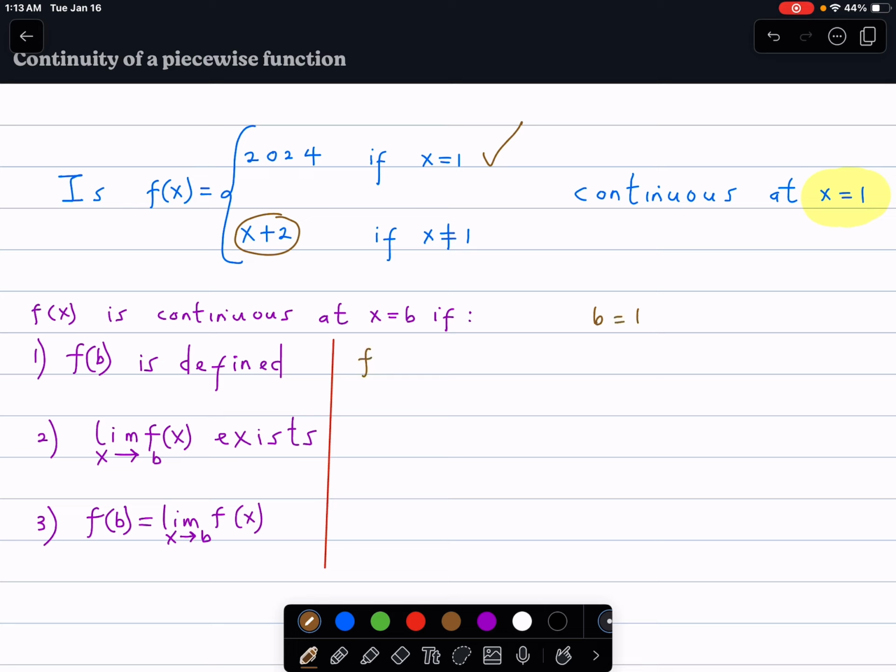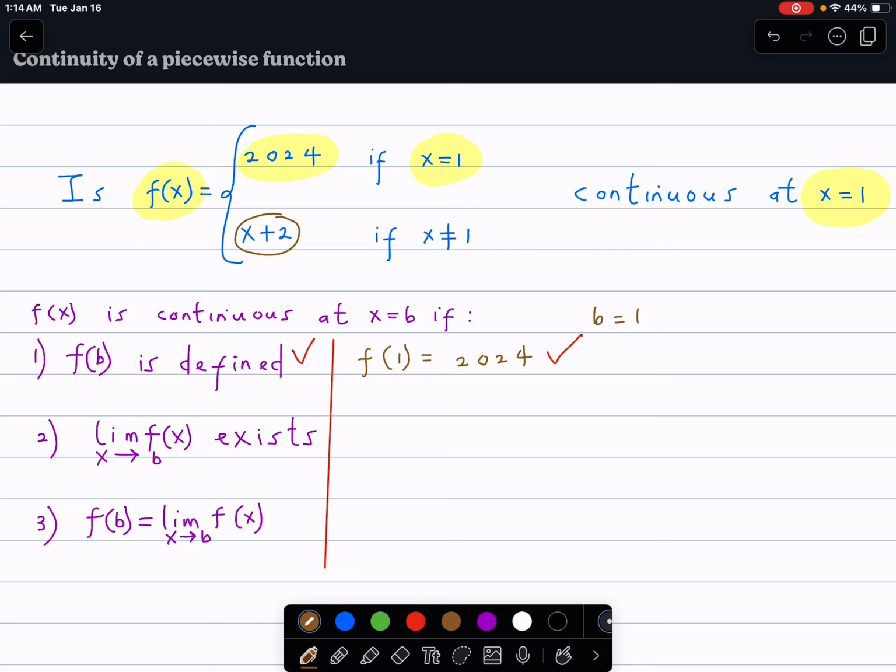So f of 1 is going to be what? When x is equal to 1, look at this part. If I plug 1 into this part, I get 2024. So f of 1 is 2024. Now the first condition holds because I get a real number, 2024. Now let's check the second condition.